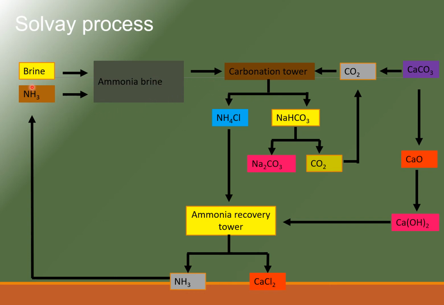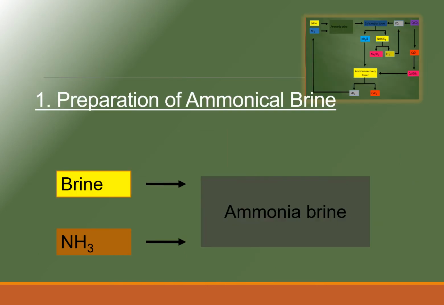In this process, these three raw materials are used. Number one is brine. Brine is the concentrated solution of sodium chloride in water. The second raw material is ammonia. And the third one is calcium carbonate. In the manufacturing of sodium carbonate, the first step is the preparation of ammoniacal brine.